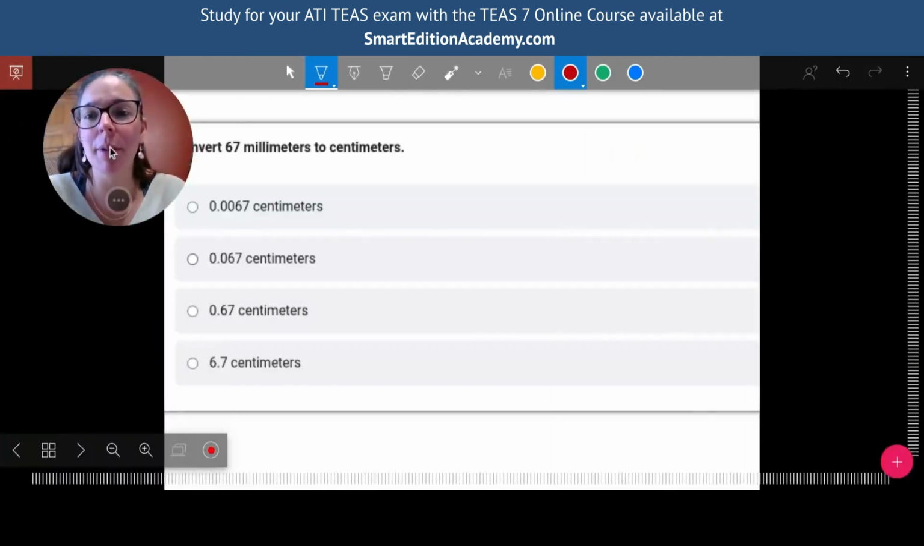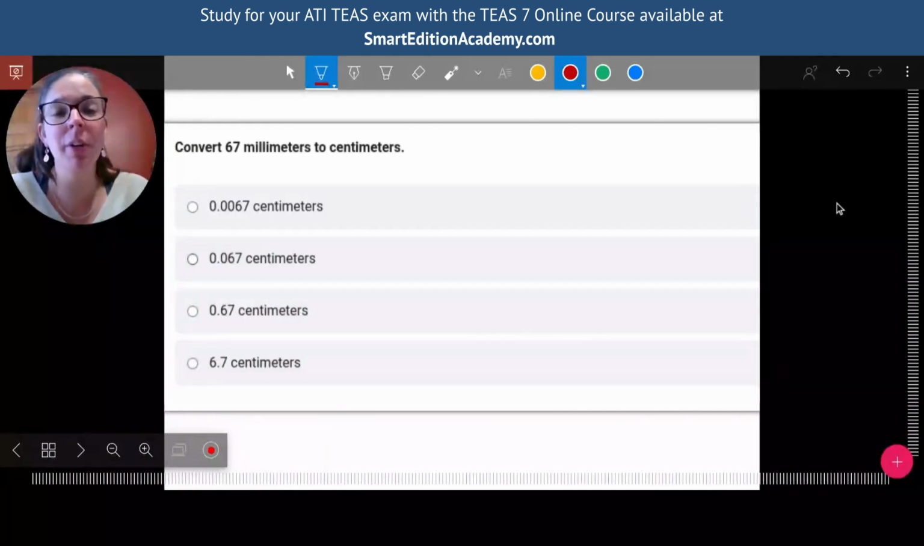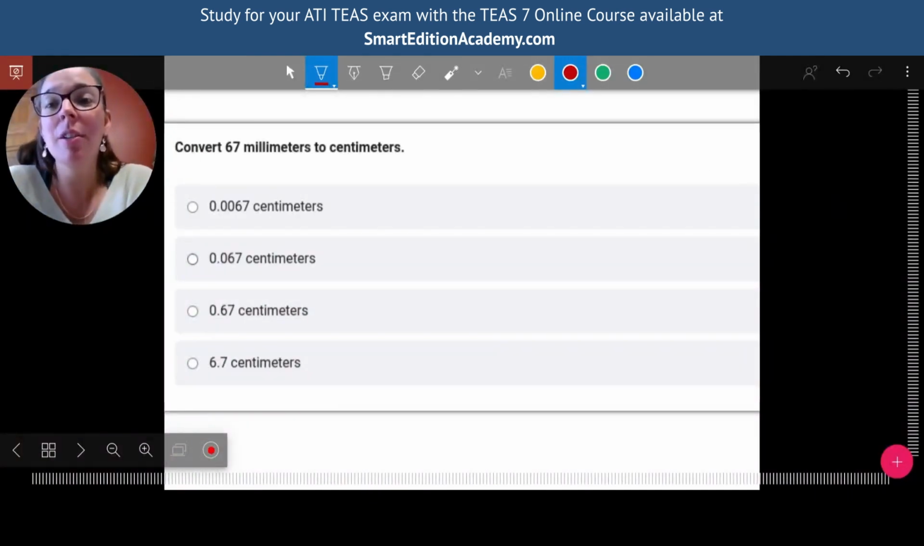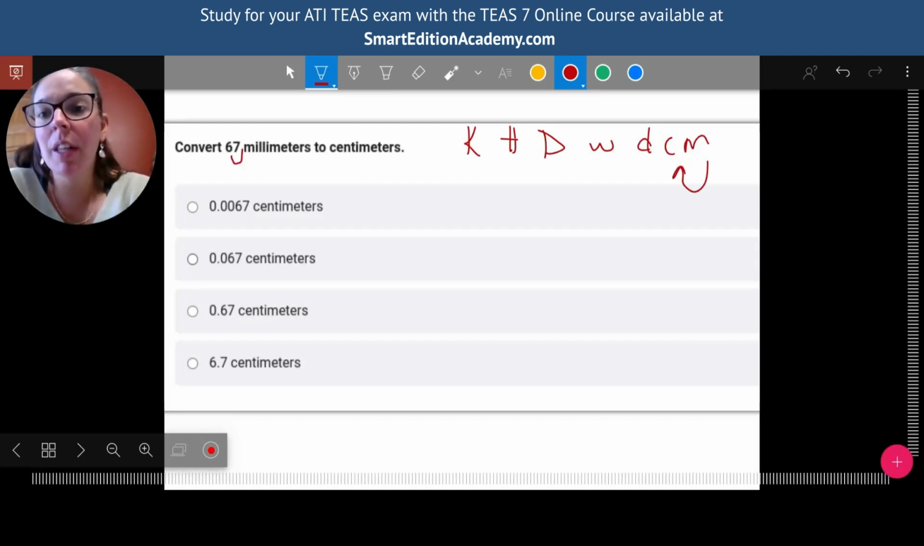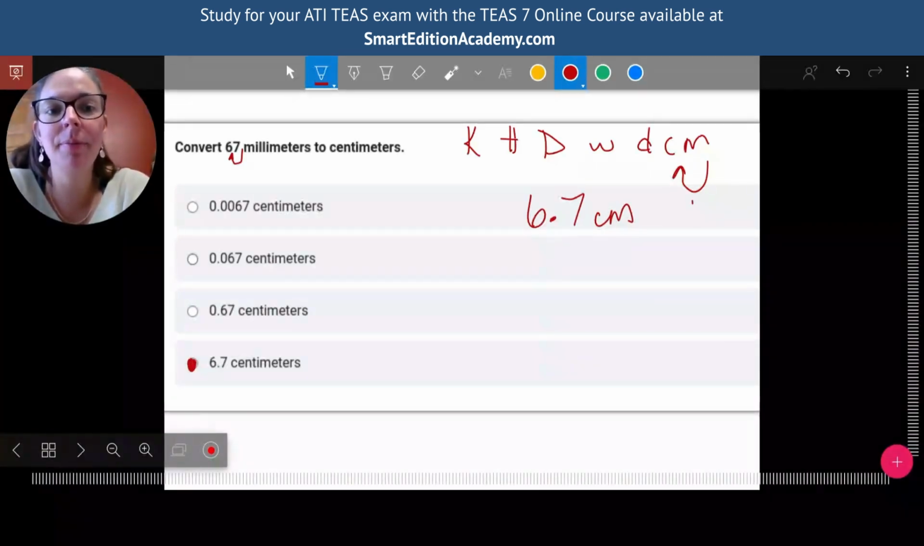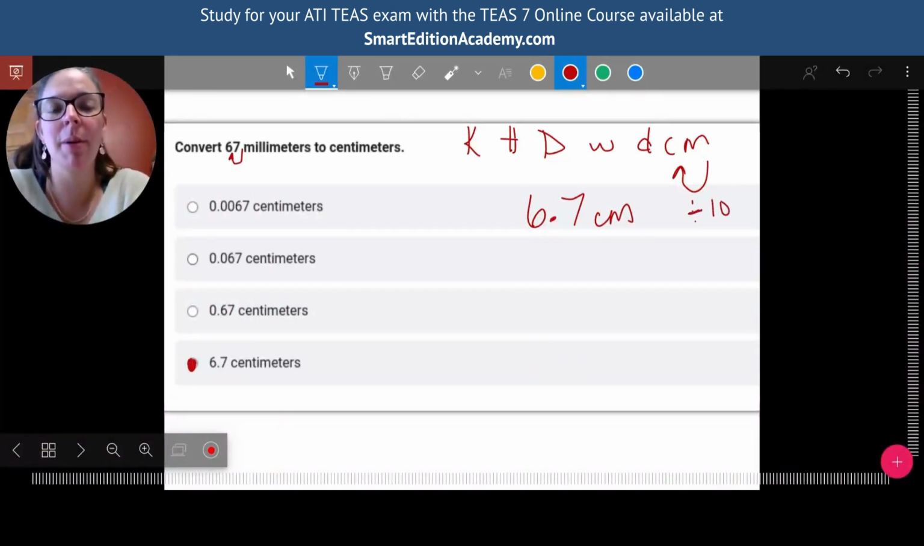Okay, so let's just do a couple examples that would come straight from your Smart Edition practice test. So 67 millimeters to centimeters. If you know the conversion from millimeters to centimeters right away, do it. I'm going to use my mnemonic. I'm going from millimeters to centimeters. All I have to do is go once to the left. Okay, once to the left should give me 6.7 centimeters. This is also just the same as dividing by 10.